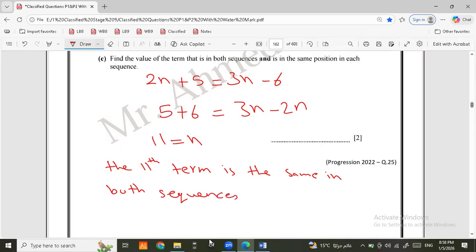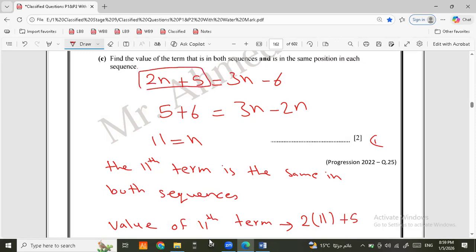If you leave it this way, you take 1 mark. So I want both marks. You need to find the value of that 11th term. Remove n and write 11 in any of them. So 2 multiplied by 11 plus 5 from the nth term of one of the two sequences. 2 times 11 is 22. 22 plus 5 is 27.